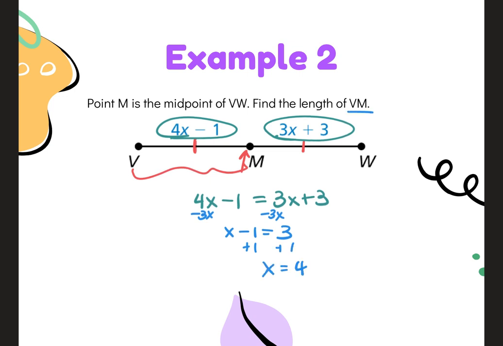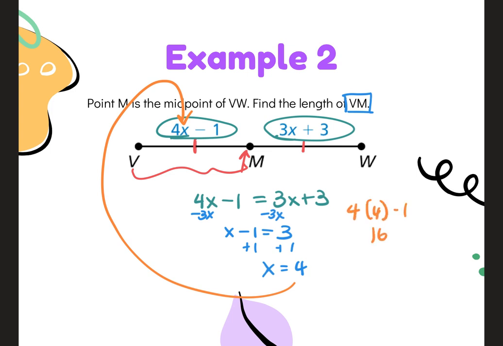It's not asking for X, though. It's asking for VM, so I have to take that X and plug it in. 4 times 4 minus 1, or 16 minus 1, which is 15. Now, it actually wouldn't have mattered which one we plugged it into because they should be the same. If I plugged 4 in here, I'd get 12 plus 3, which is 15.